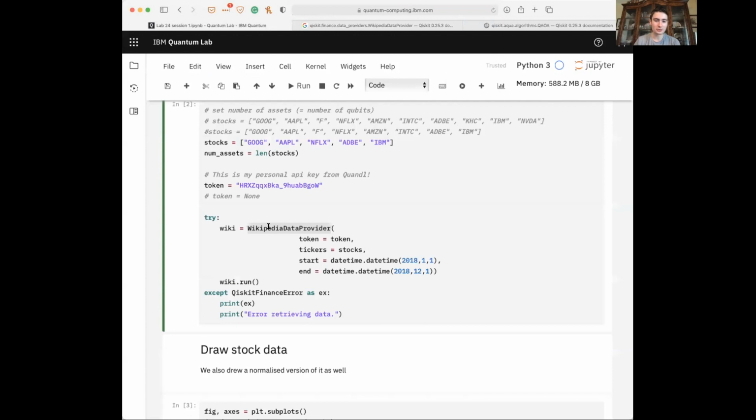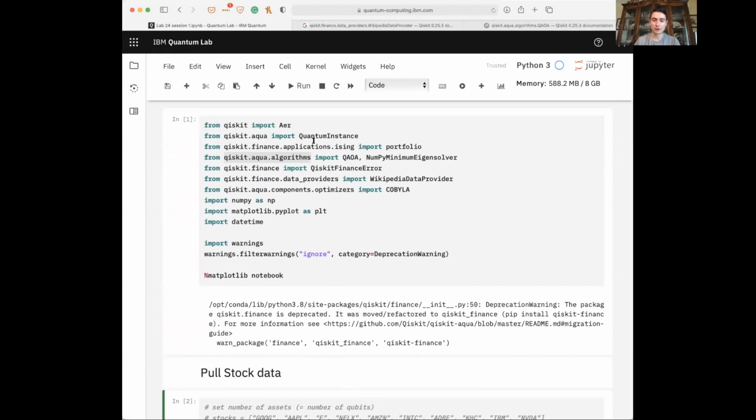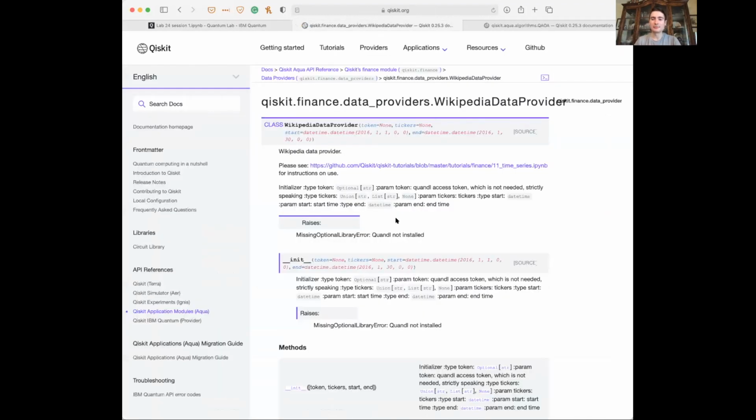If you Google it and you don't get something that seems related right off the bat, one strategy that I'll often use is look at where this is imported from, right? So this Wikipedia data provider, if we go back up to the imports, you can see this is coming from Qiskit.finance.data providers. So you could Google Qiskit finance data providers, Wikipedia data provider, and that would very likely give you the correct page.